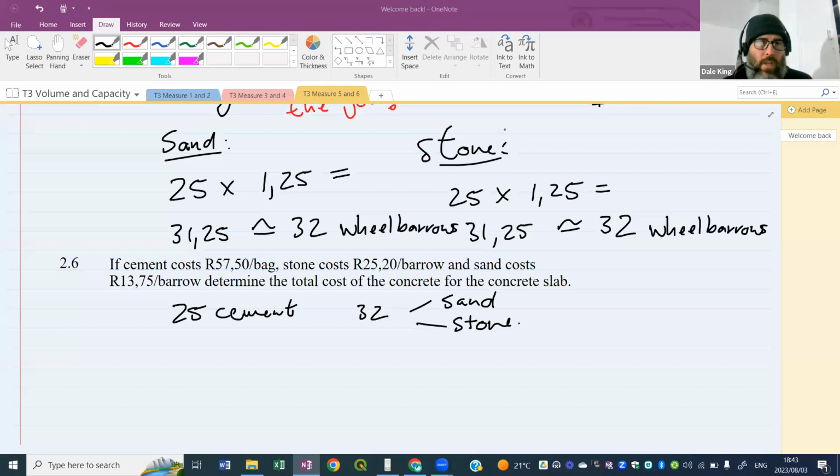See when it says in the question, if cement costs 57.50 per bag, we have 25 bags. All right. So you need to do 57.50 times the number of bags that you have, plus 25.20 times the number of wheelbarrows of sand, plus 13.75 times the number of wheelbarrows of stone. So it's price times the number plus price times the number plus price times the number.